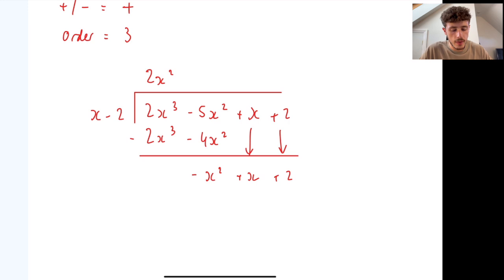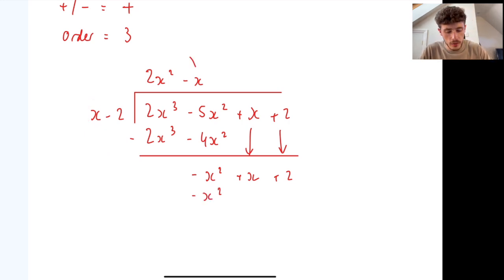And we repeat. So that's going to give us a minus x next if we do minus x squared divided by the x over here. If you don't like the idea of the division, you can just work out what you need to multiply there to get to there. And obviously in this case, that is that minus x.